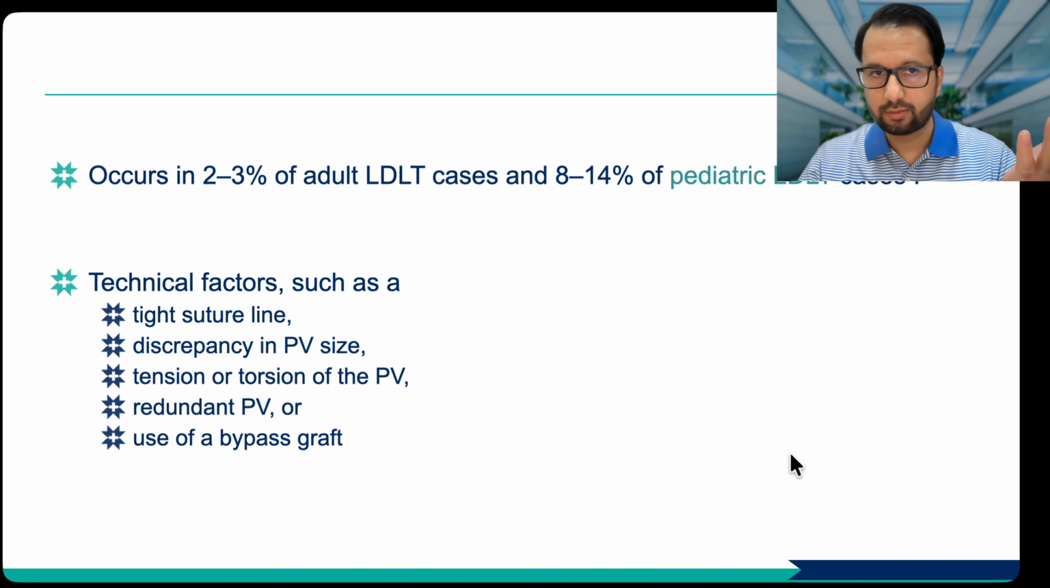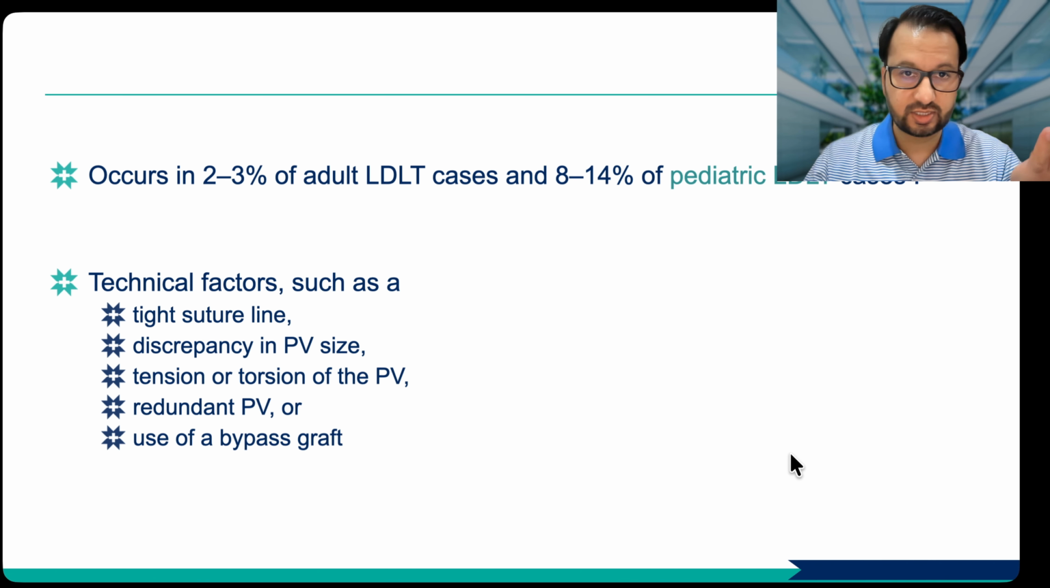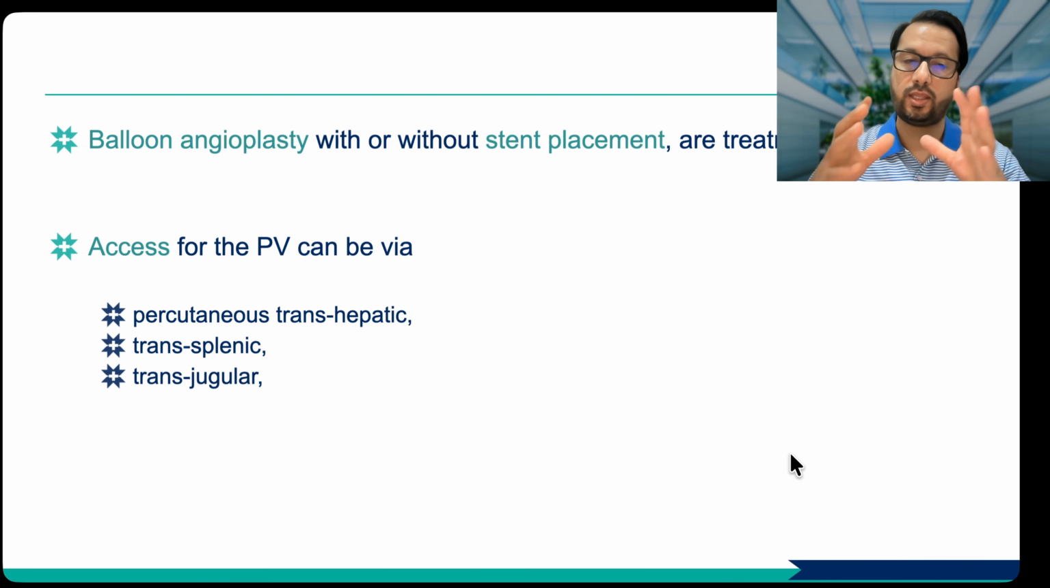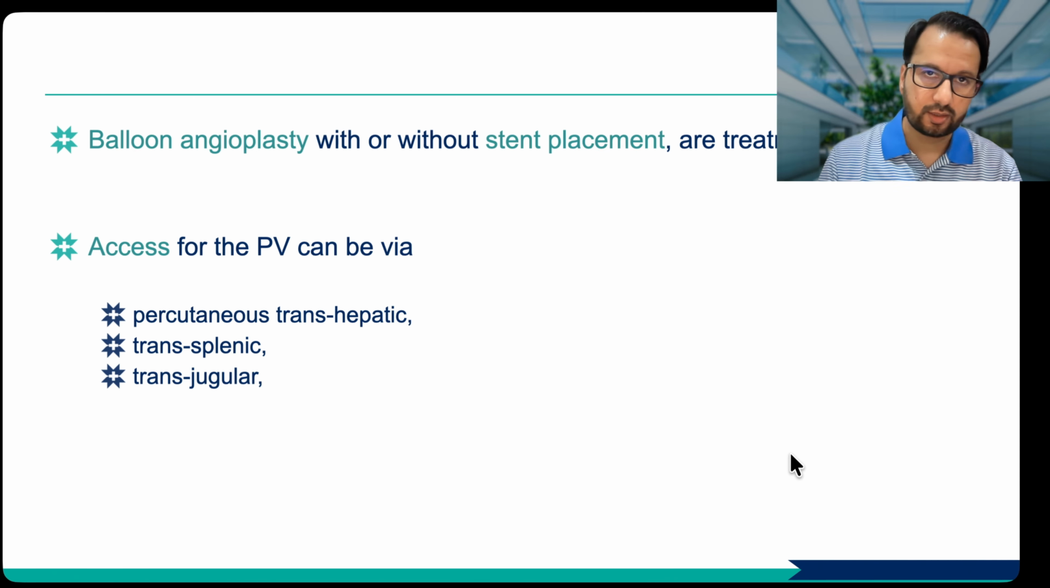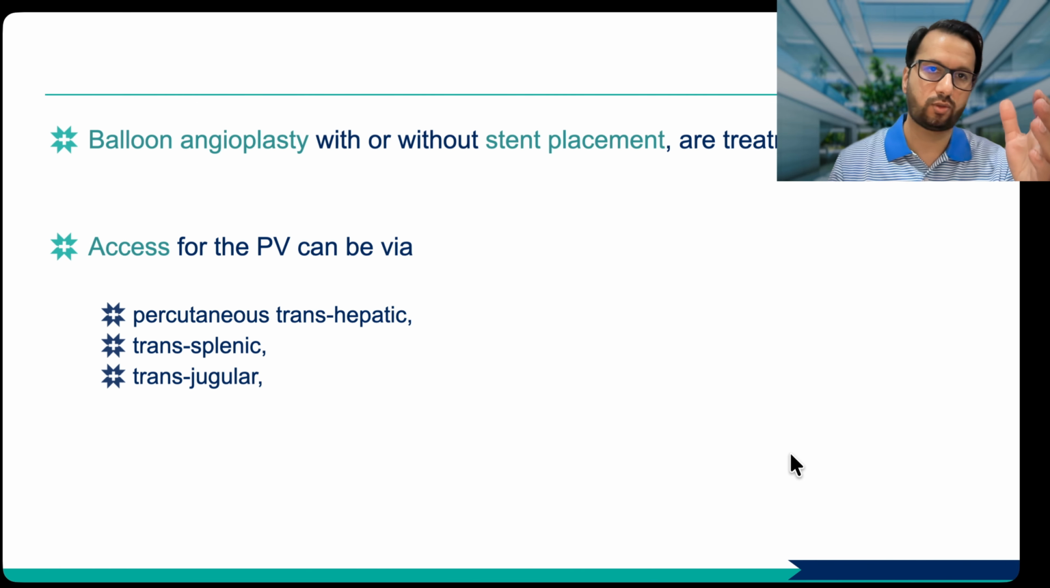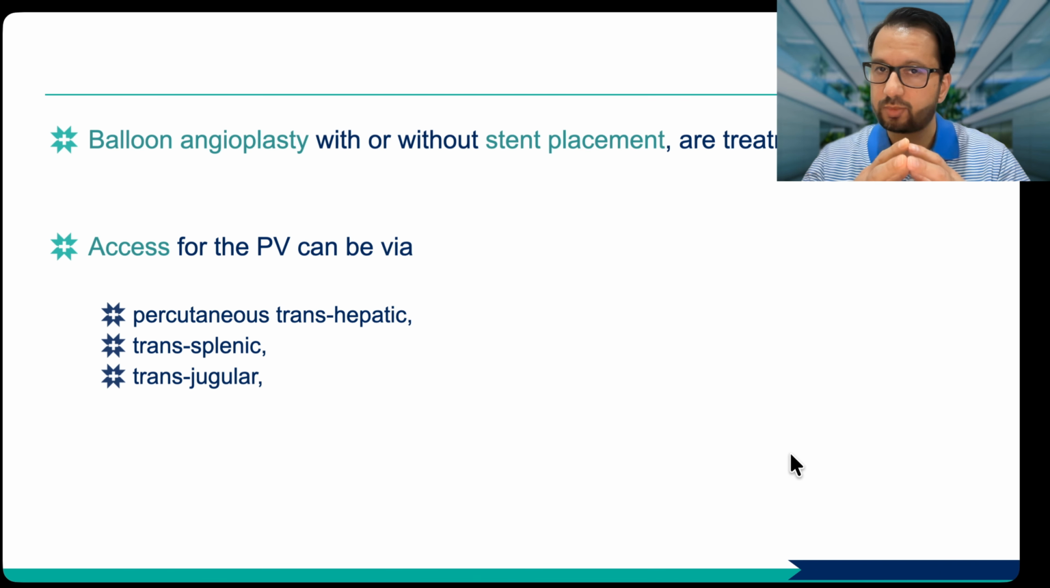It occurs in 2-3% of the patients in adults, but is more common in pediatric LDLT cases. Technical factors like a tight suture line, discrepancy in the size, or use of a graft are risk factors for portal vein stenosis. In the IR options, balloon angioplasty is the first and foremost option. It is performed alone or with stents.